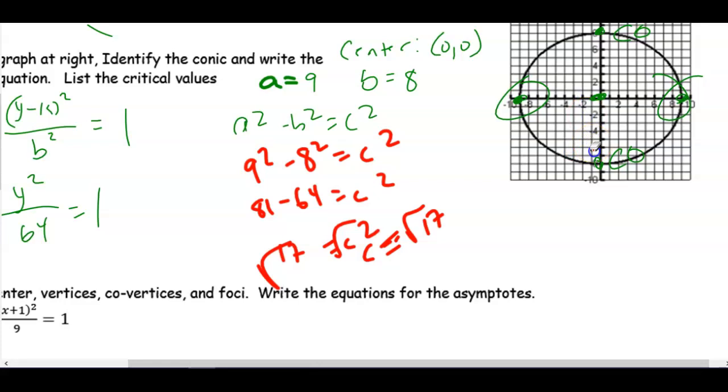All right, so then you find the focus, which will be along the major axis. So 0 plus the square root of 17. I don't really know what that is, but it's on this axis right here. You just plot it, all right?